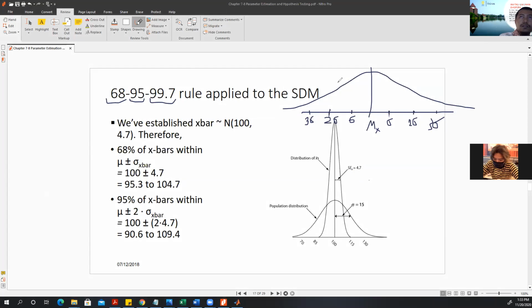You remember that between this point and this point, this area, the blue one, is around 68%, right? And the area of the red one is around 95%, right? And the yellow one is 99.7%, right?